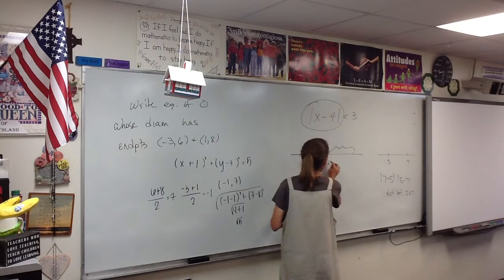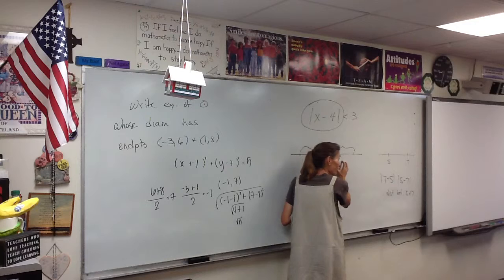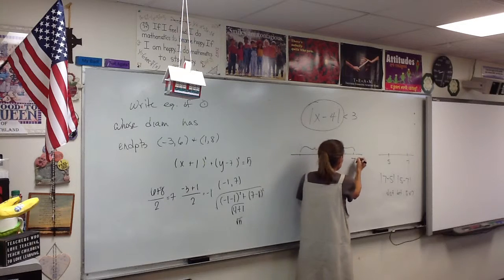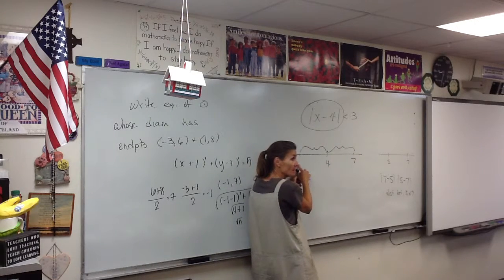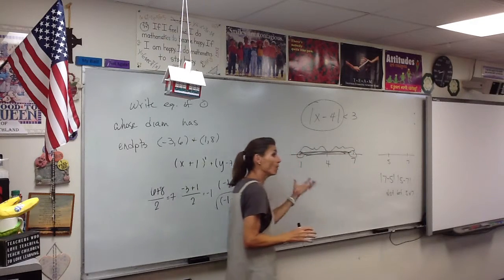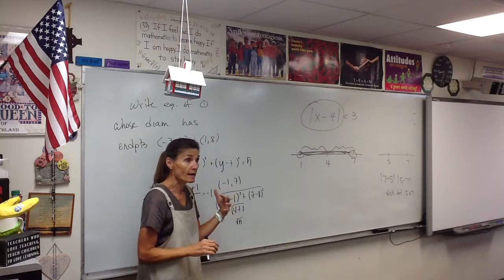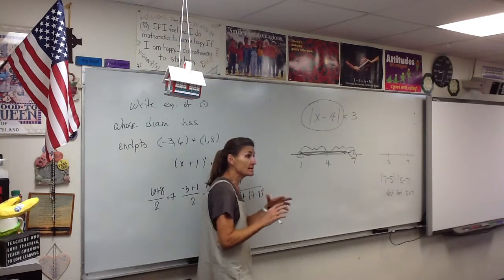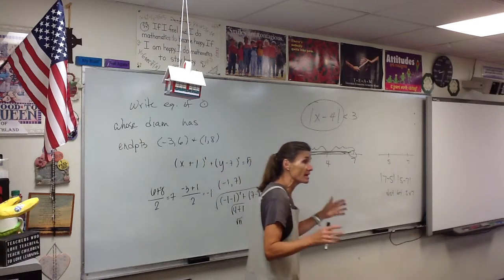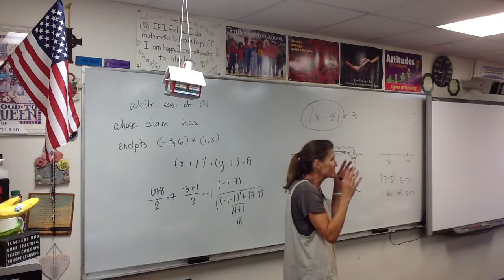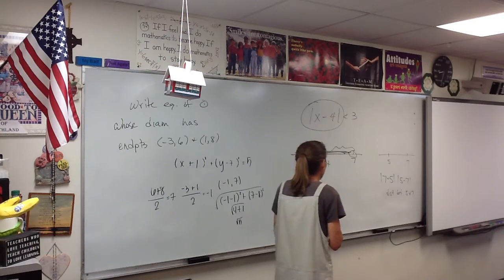Well, wait a minute. If that distance has to be less than 3, then the furthest out that number could be this way is 7, and the furthest back it could be is 1. There's the answer to the question. All the numbers between 1 and 7. I didn't write two inequalities. I didn't worry about switching signs and putting negatives. I just thought in my head, okay, I need the distance to be less than 3. All right, let's try another one.